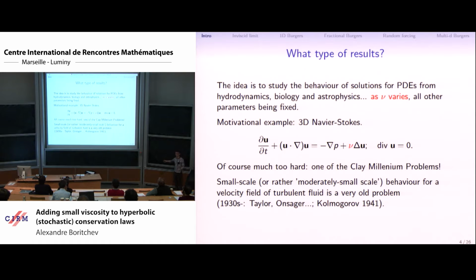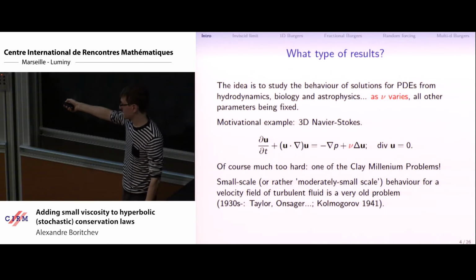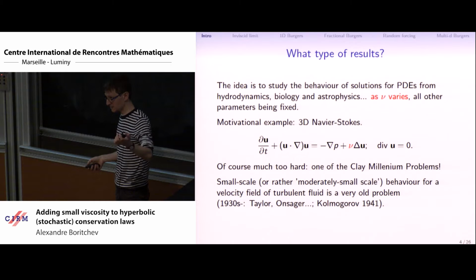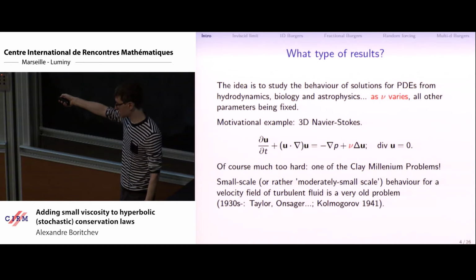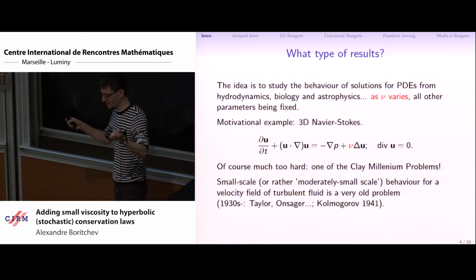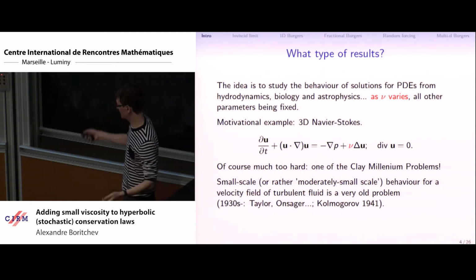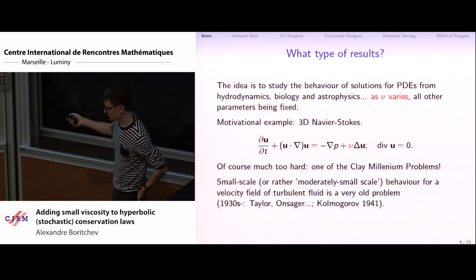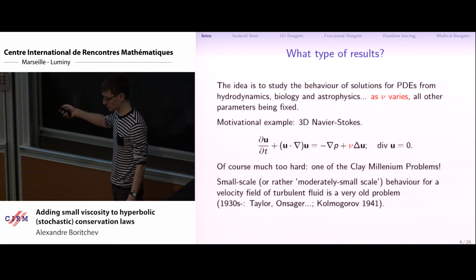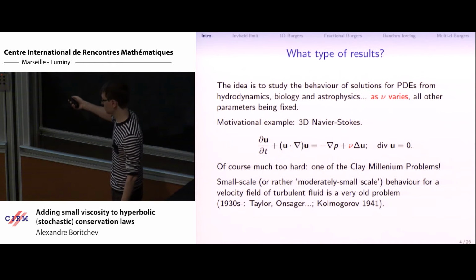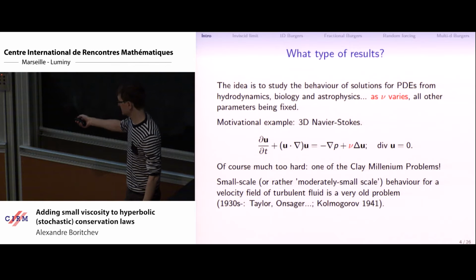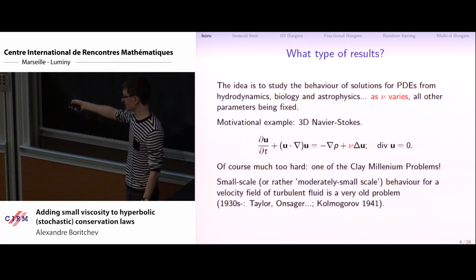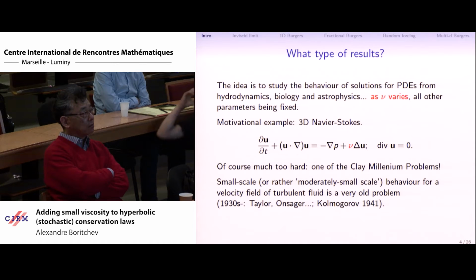So now let me talk to you about a motivational example, which is of course far, far too complex. It's the 3D Navier-Stokes, the usual incompressible 3D Navier-Stokes, where you put some viscosity, and the question would be, what happens at small scales? This example is of course much, much too hard. There are very well-known analytical problems with Navier-Stokes. 3D Navier-Stokes is one of the Clay Millennium Problems. And in texts like the book of Uriel Frisch about the foundations of fluid mechanics, their mathematical study and turbulence, there is an evocation that it is a very old problem to see what happens on small scales for a velocity field of a turbulent fluid.